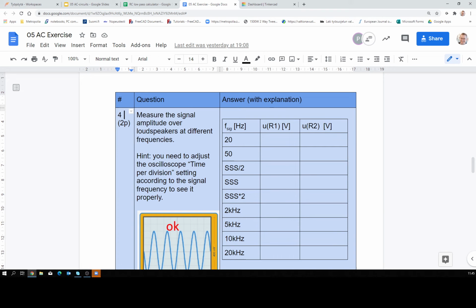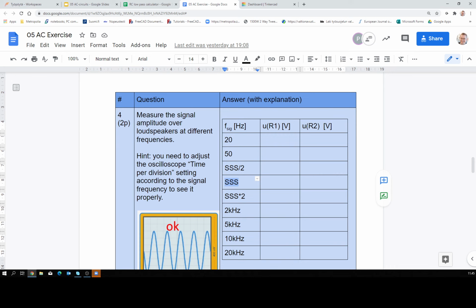First, measure the signal amplitude over the loudspeaker at different frequencies. That's 20 Hz to 20 kilohertz, the whole audio range. You measure the voltage over both of the elements. It's only about 9 frequencies, and you just mark those in a table and pay attention to this one. This frequency is your corner frequency.